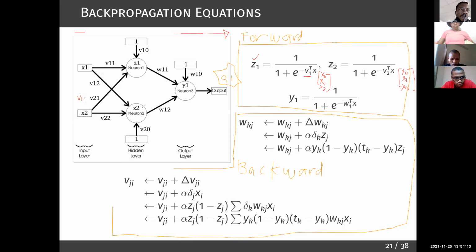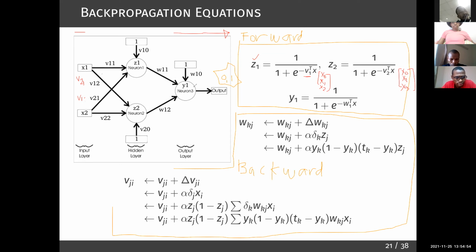Now let's talk about z2. For z2, the same thing: you have inputs x0, x1, and x2, and the weights are v2. So here we have v20. Input x1 should be v21, and then input x2 is v22. Now it's correct. This is the one that was interchanged. So now we are clear about that.